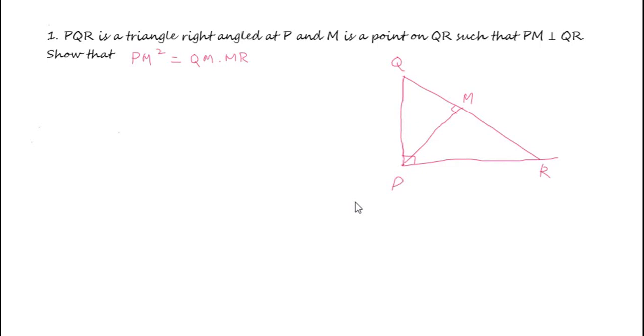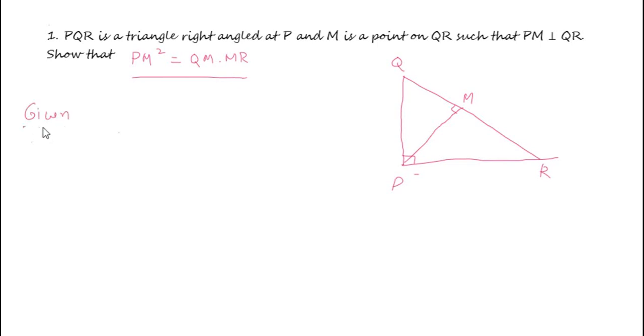Now let us solve a couple of problems. Problem number 1. PQR is a right angle triangle at P. P is 90 degree and M is the point on QR such that PM is perpendicular to QR. Prove that PM square equal to QM into MR.